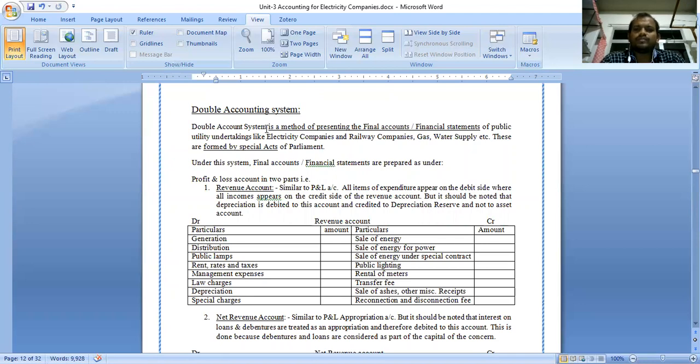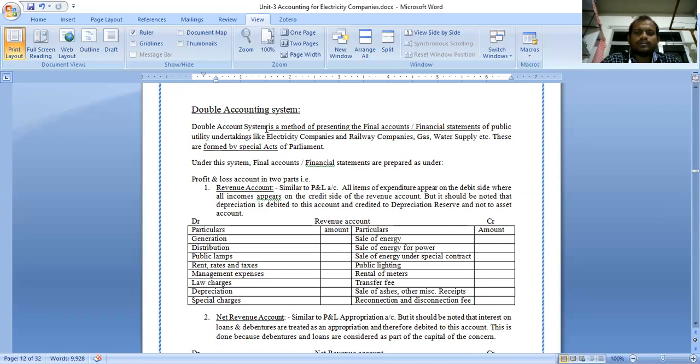So in these final accounts, the profit and loss account and balance sheet, we know very well. This profit and loss account will be in two parts. The first part is revenue account, and the second one is net revenue account. What is the difference between revenue account and net revenue account? Revenue account is similar to the profit and loss account. Net revenue account is similar to the profit and loss appropriation account.